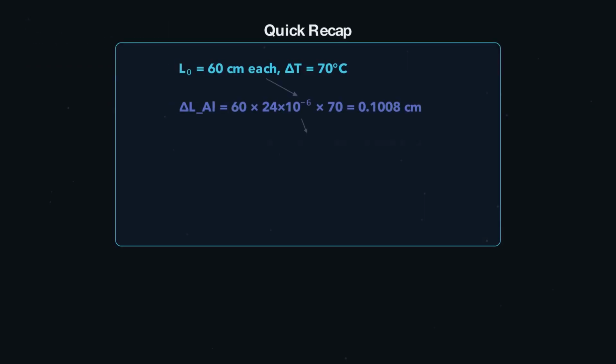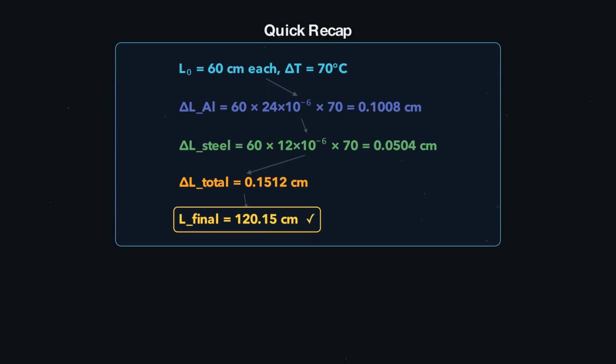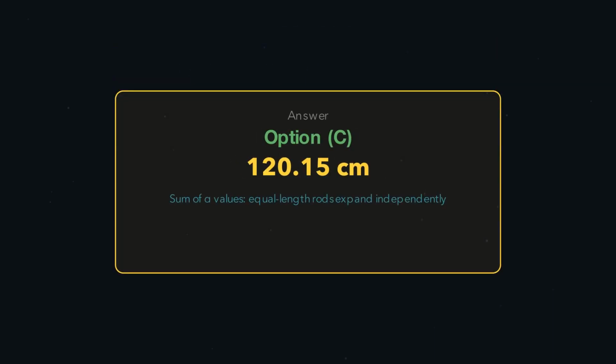Add that to the original 120, and we get 120.15 centimeters. The answer is option 3, 120.15 centimeters. The key insight? Equal length rods in series. Just sum their alpha values and expand once.